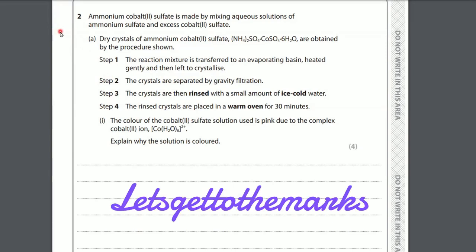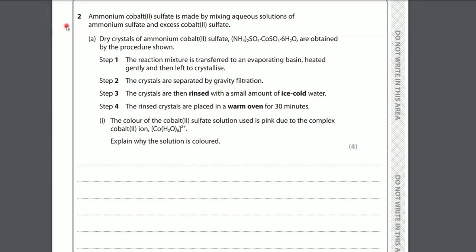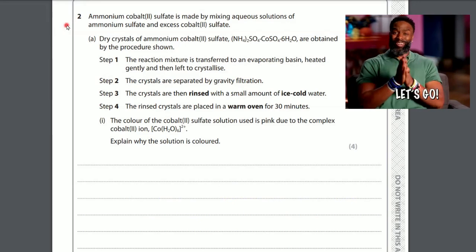Today, looking at a little water of crystallization question, practical based question. We're just going over some techniques you need for A-level chemistry. All right, let's get into it. It's a little bit on complex ions and colors as well. So let's go. Question two.